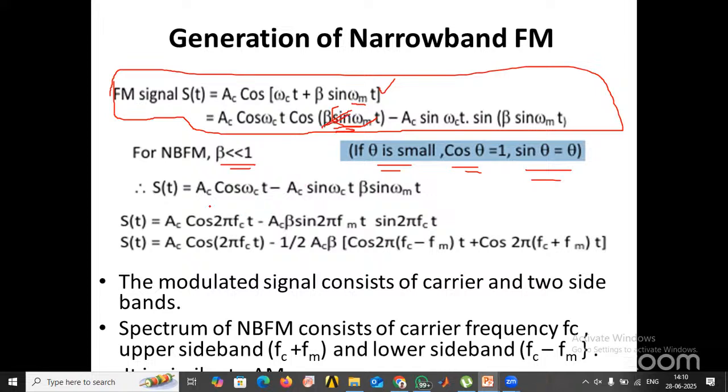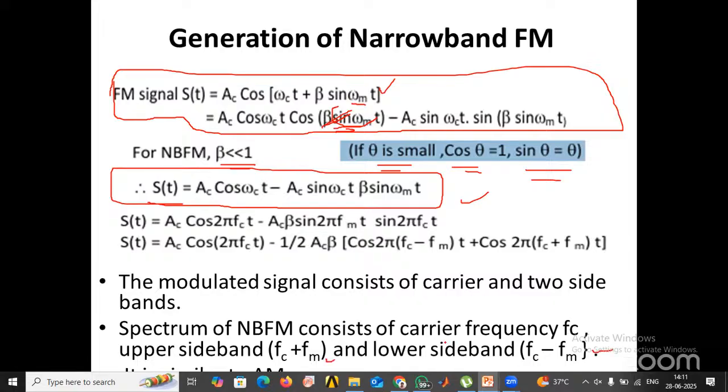So, with this concept, S of t is equal to A_C cos omega_C t minus A_C sin omega_C t sin omega_m t. So this is the equation for narrowband FM, which is almost equal to an amplitude modulated signal. The bandwidth is 2 f_m. So here, like an amplitude modulated signal, it has two spectral components at f_C plus f_M and f_C minus f_M.